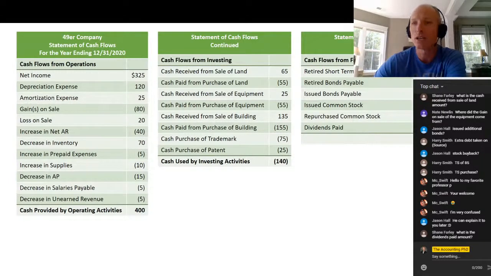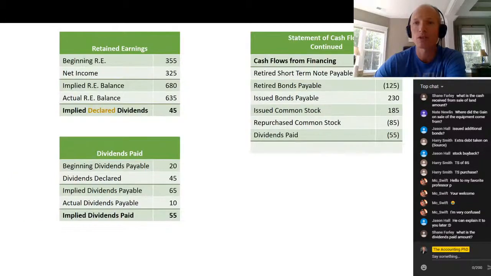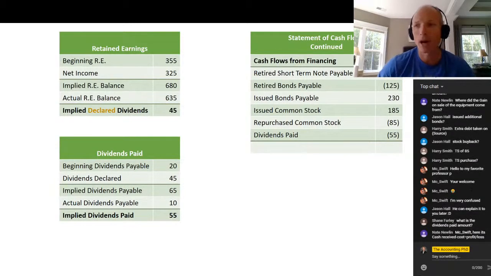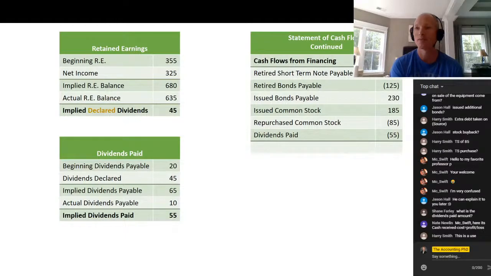Shane, so the dividends paid amount, let's go back to the previous slide. So look at the lower left-hand corner. We use the retained earnings account in order to get to the declared dividends. And then we use the declared dividends along with the dividends payable account balance, which gets us to our implied dividend payment. So that's where that dividend paid came from.